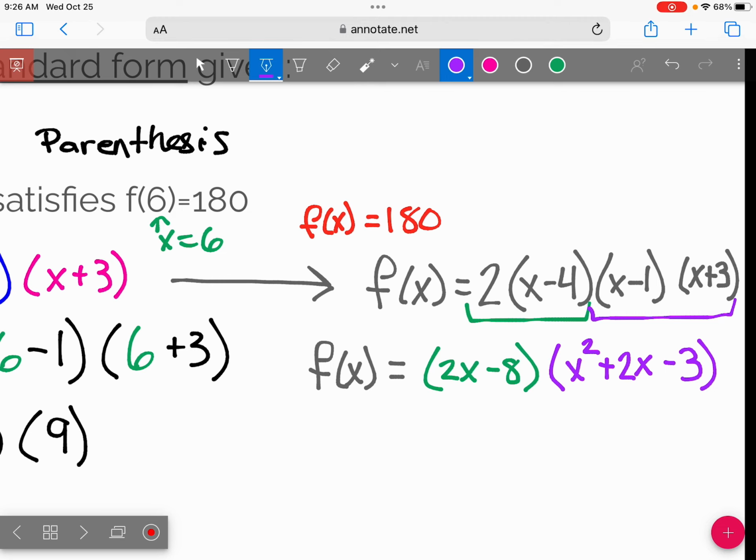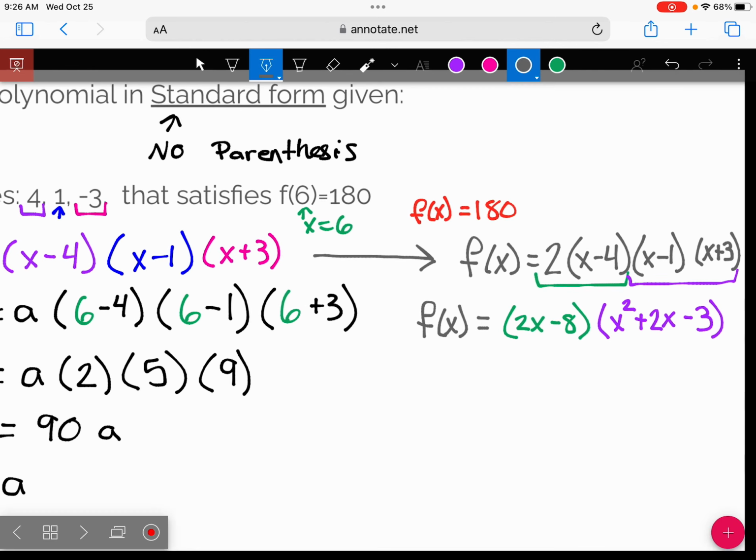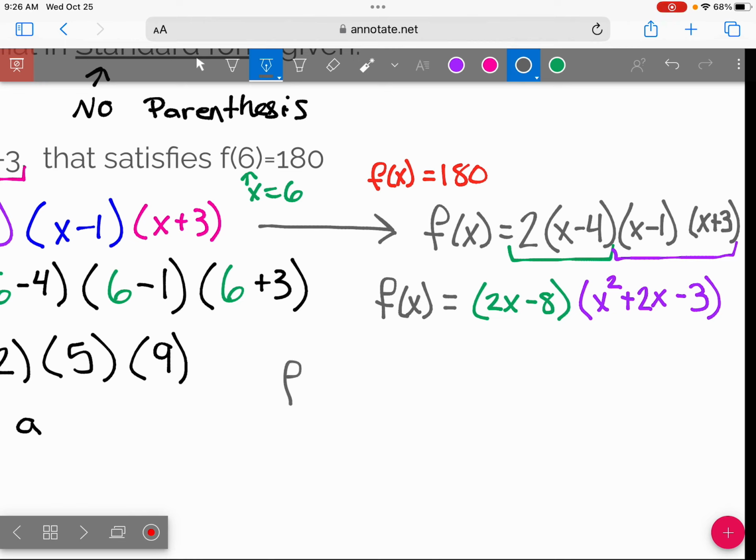If you need to draw your box, draw your box. If you want to write it out and distribute it and then combine like terms, totally fine. If you can do it in your head, excellent. Then we're going to multiply again, but this time I have a binomial times a trinomial, so we're going to have a whole lot of terms. I'm going to scooch over a little bit. F of x, and I'm going to do this with distribution.